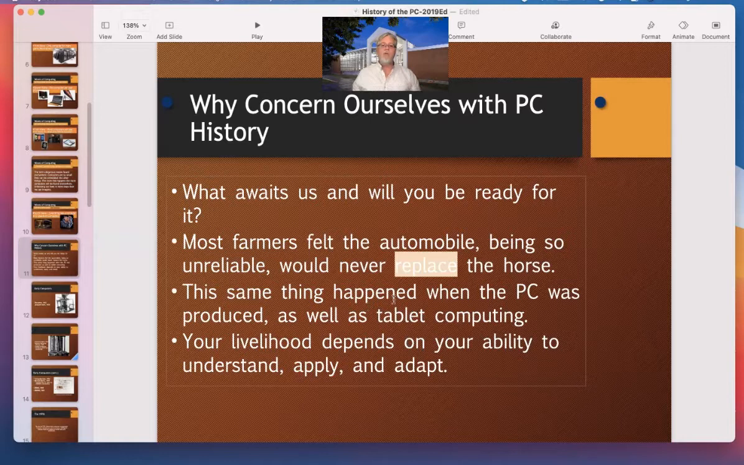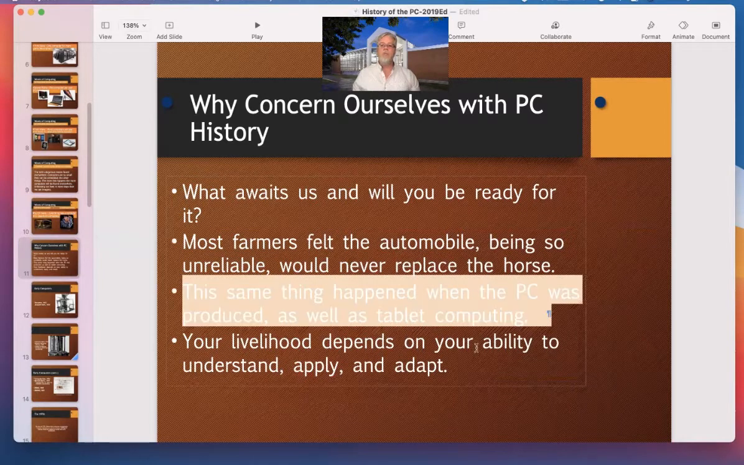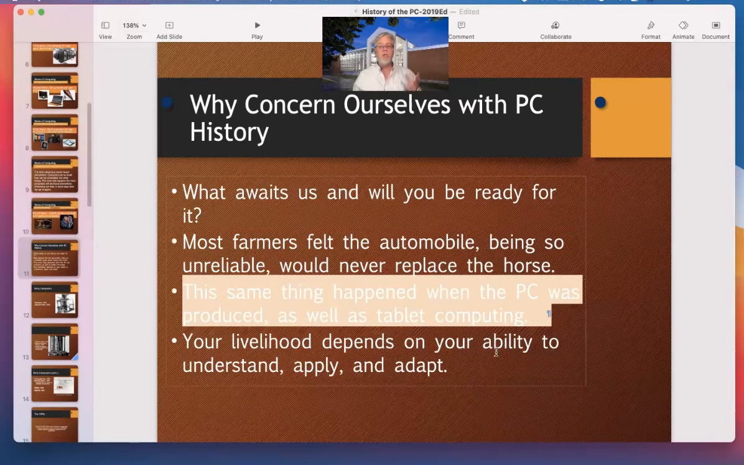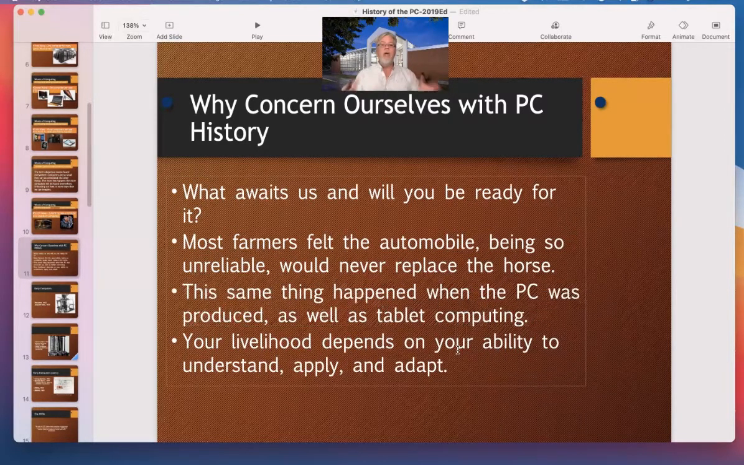Same thing happened when PCs were produced. Tablet computing came out, and that's a small example, but lots of changes happened. For some people, moving from a PC to a tablet is a huge thing. That hit the medical field massively, where in a lot of situations they don't have these carts that they take around with a big computer on it where they put stuff in. They just have a tablet.